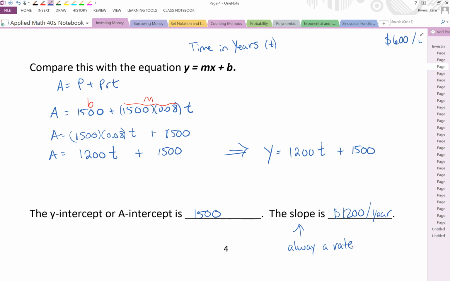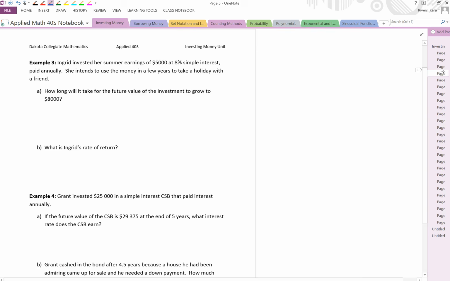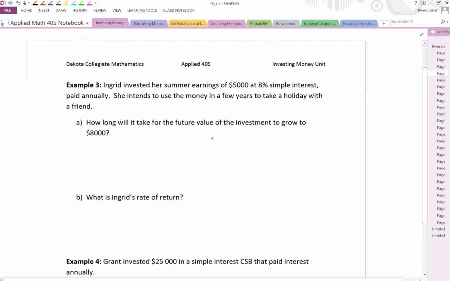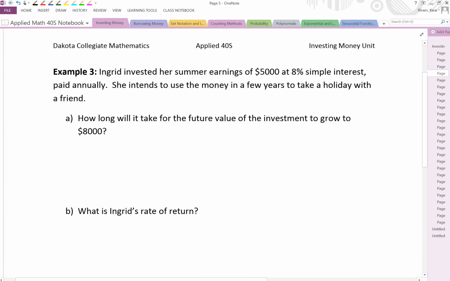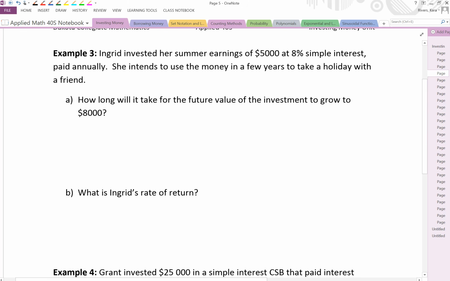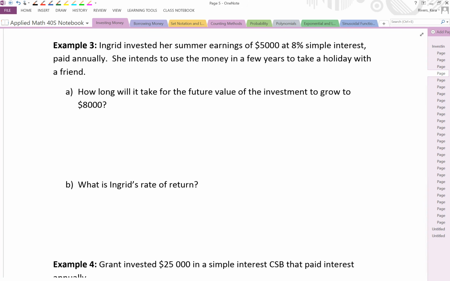Alright, the last couple of questions we have here to work through are all examples where we're rearranging our equation to solve for something other than interest. Because we're able to solve for interest, we're able to solve for a future value, but if we're asked to solve for the rate or the time or maybe even the principal, we need to be able to manipulate our equations in order to solve for that. So let's take a look at example 3.